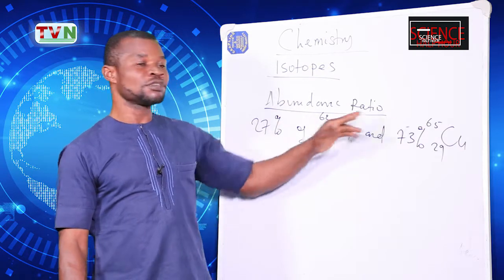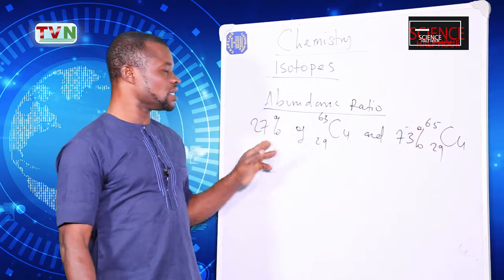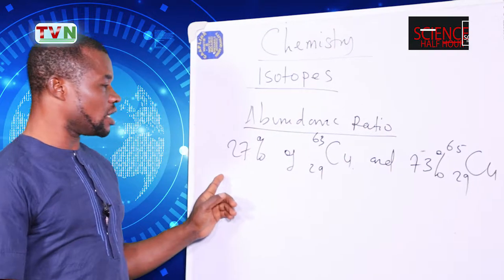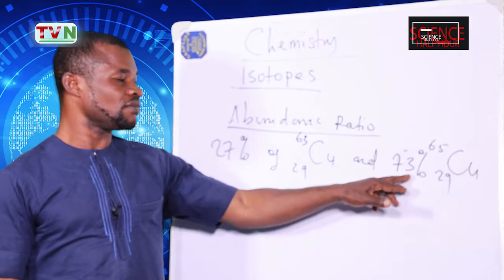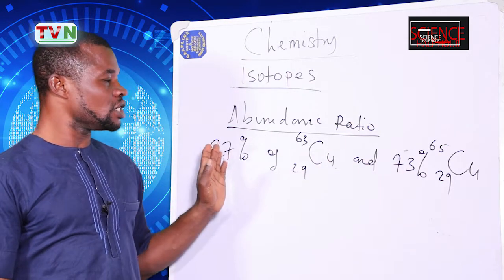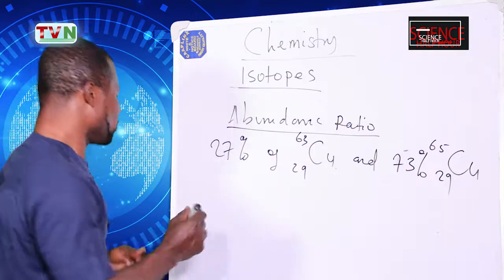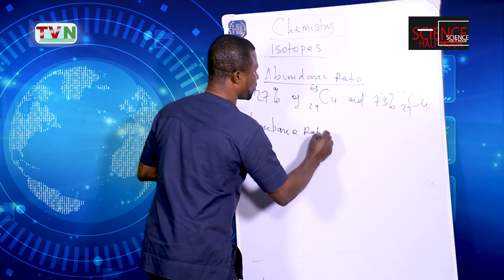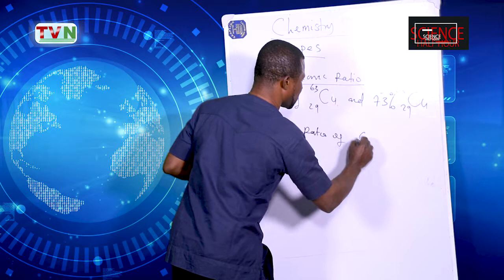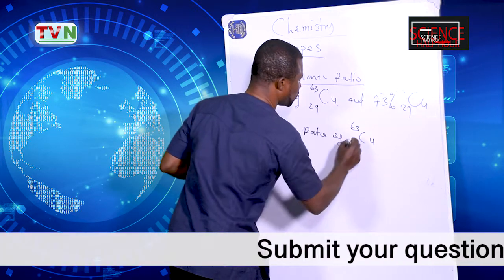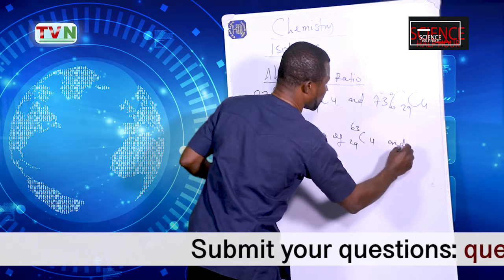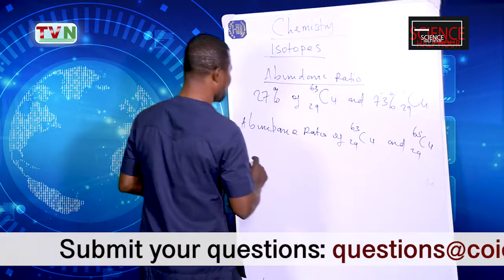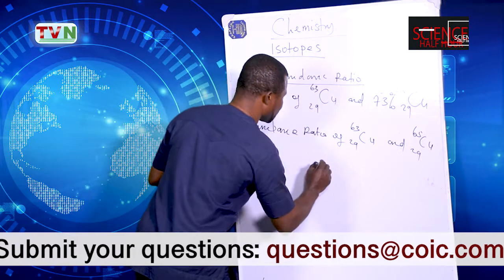To solve for the abundance ratio, we use their percentages. How do we get it? We divide the percentage by the smallest. This is 27% and this is 73%. The smaller of the two is 27. So the abundance ratio of copper 63, 29 and copper 65, 29. The percentage of copper 63 is 27.